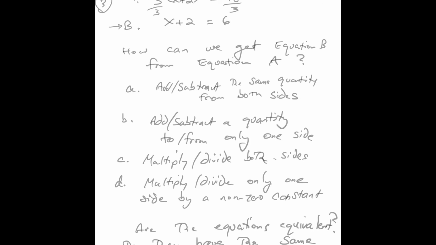So what does that say down here? How do we get equation B? We multiply or divide both sides. You can't multiply or divide only one side. So it's definitely not D. It's not B. We're not adding and subtracting. It's definitely C. We're multiplying and dividing both sides by 3 in this case.